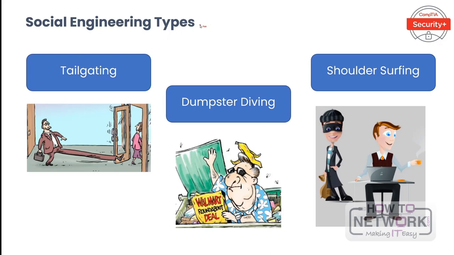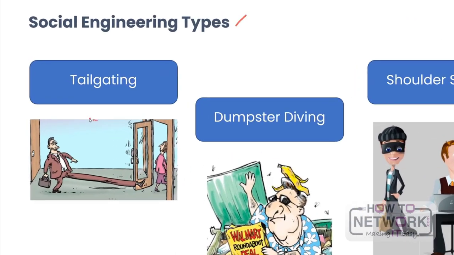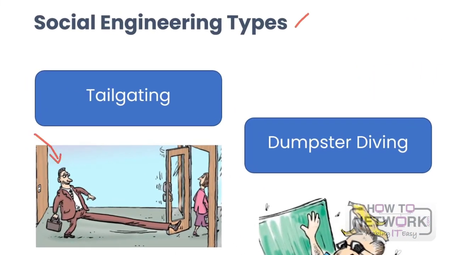Now, let's talk about the different social engineering types. The first one is tailgating, right? Tailgating is a simple yet effective technique in a social engineer's arsenal. It involves piggybacking or following closely behind someone who has authorized physical access in an environment. Tailgating involves appearing to be part of an authorized group or capitalizing on people's desire to be polite.